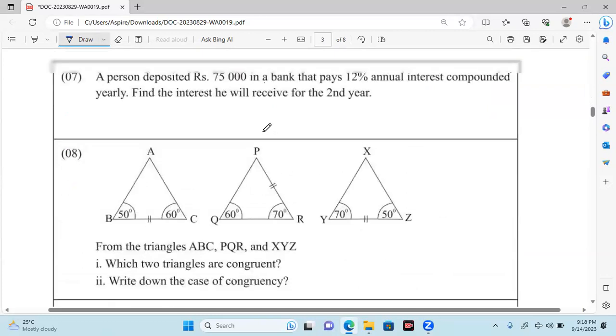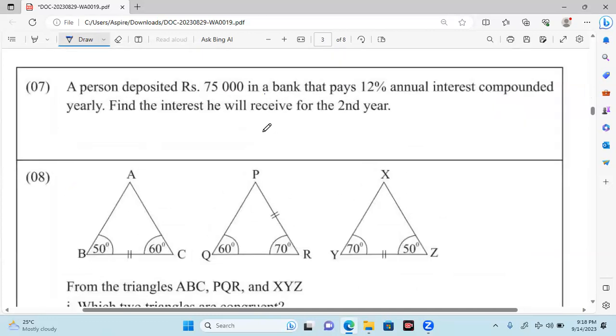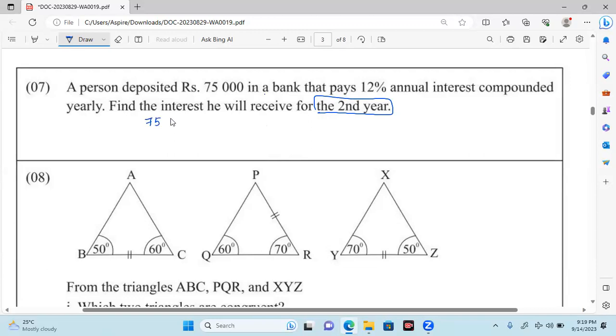A person deposited 75,000 in a bank that pays 12% annual interest compounded yearly. Find the interest he will receive for the second year. Okay. You have to find the interest that he received for the second year. It is not the total interest that he received for 2 years. It is for the second year. Then remember that it is 75,000.